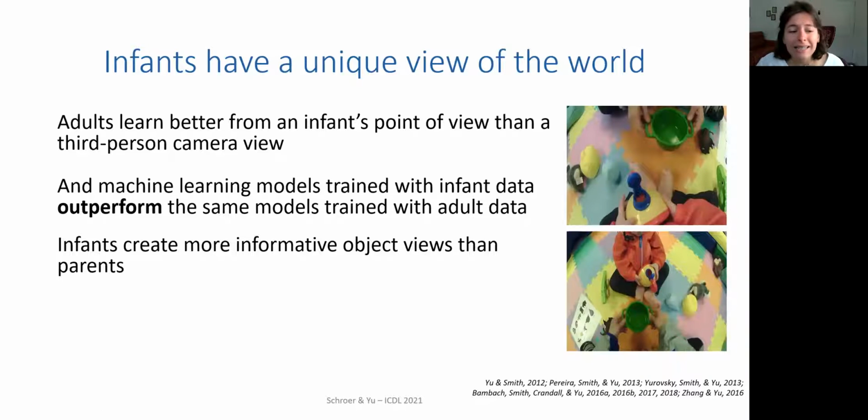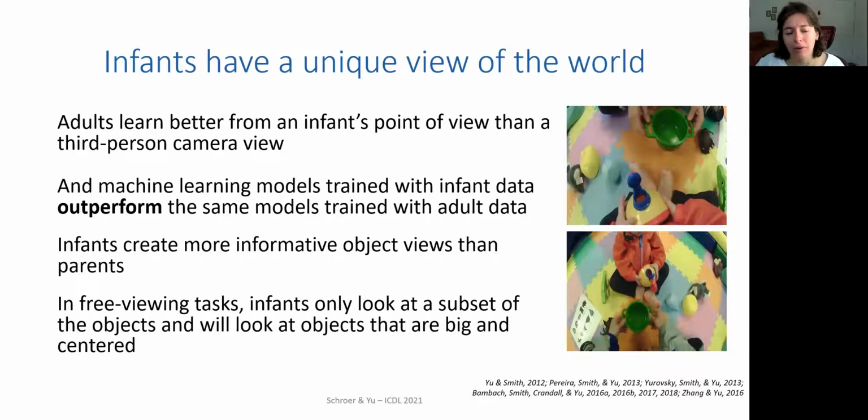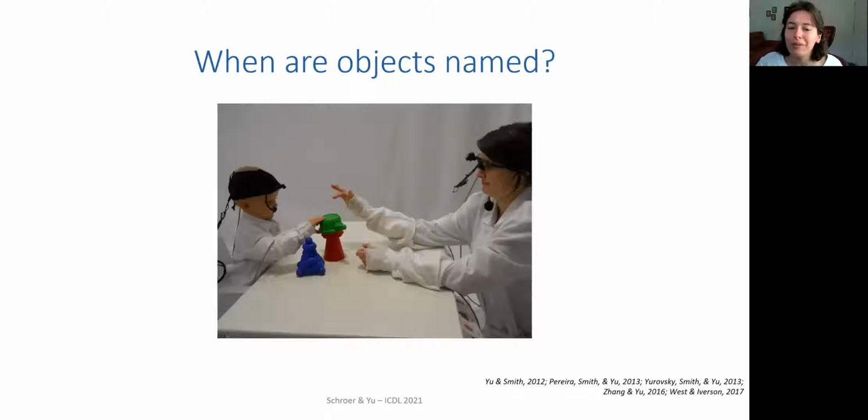And what we see is that in free viewing tasks, when infants are just viewing these types of pictures collected from other infants, infants are only looking at a subset of those objects in the scene, and they're mostly going to be looking at the objects that are big and centered.